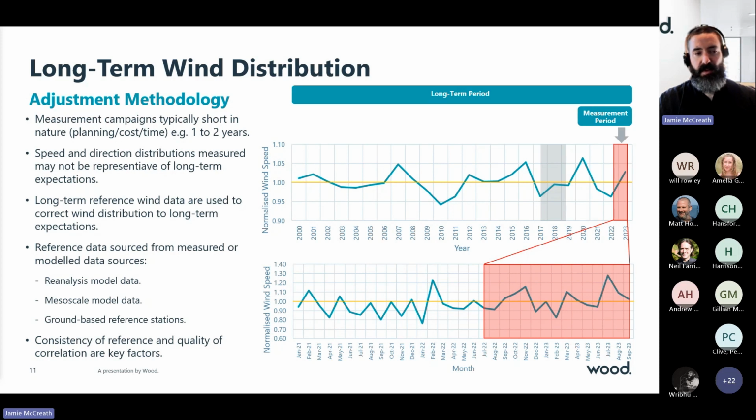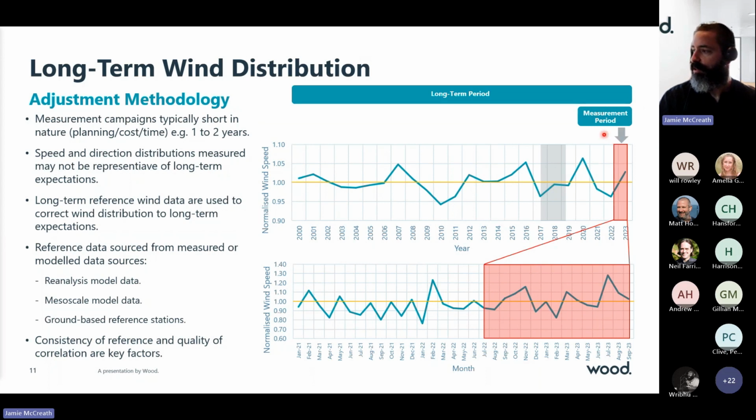Anything beyond that is great, but in terms of planning and the costs involved, it's not always possible. So what we need to do is take the measurements that are available from the site and compare those to long-term data sets to see what the windiness was during the short-term period compared to long-term expectations, and determine how representative that short-term period is of what the wind resource will be like over the long term.